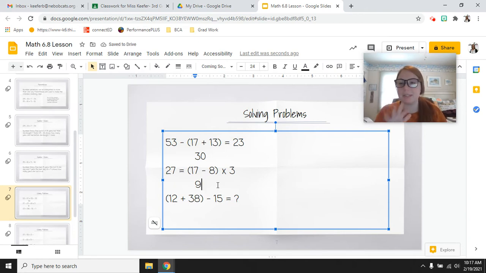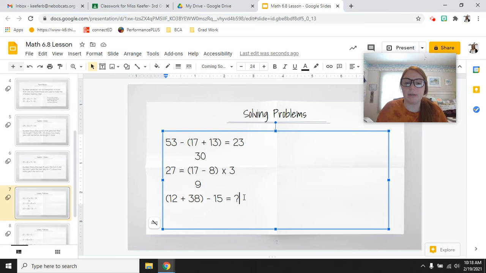I'm pausing a little just because I want to give you guys time to solve these problems because this is really good fact practice. All right, so see here, we did 17 minus 8, which put 9 here, and then we multiplied it by 3 to equal 27. And then our last one on this slide is 12 plus 38 minus 15.